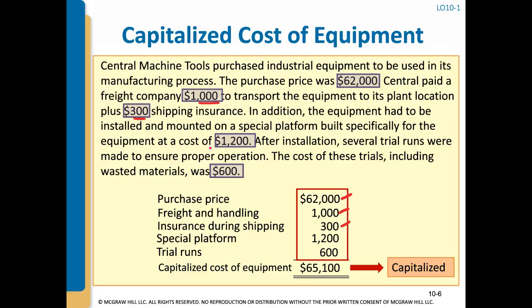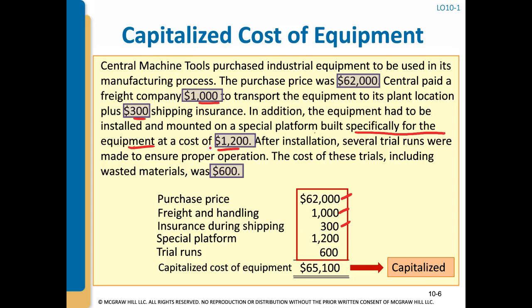In addition, the equipment had to be installed and mounted on a special platform built specifically for the equipment at a cost of $1,200. Let's look at this platform: it was built specifically for this equipment, meaning if you did not have that platform, then the equipment would not be able to be used. So therefore, that cost is capitalized.